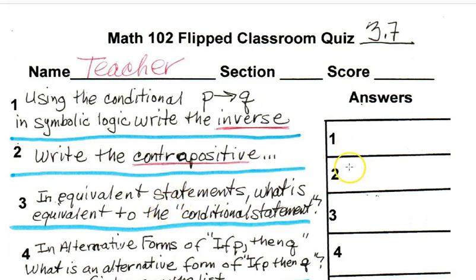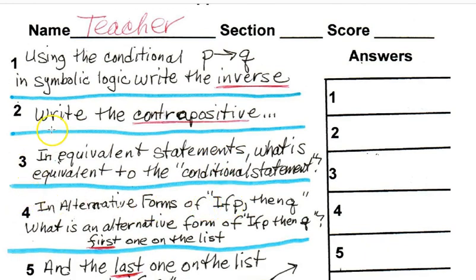Reviewing our quiz on 3.7 as we look at the first four. Using the conditional P then Q, in symbolic logic, write the inverse. Again, using the same criteria, write the contrapositive. Number 3, in equivalent statements, what is equivalent to the conditional statement?